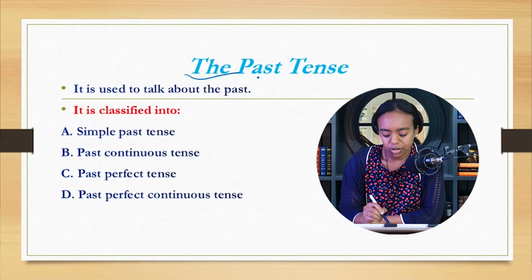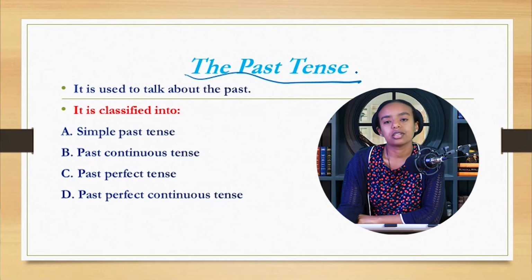Last time we had our lessons on the present tense. We saw the different classifications of the present tense. Today our lesson is going to be focused on the past tense. We're going to define what the past tense is, and then we're going to focus today specifically on the simple past tense. So, as you can see here on the slide, the past tense is used to talk about actions that happened in the past.